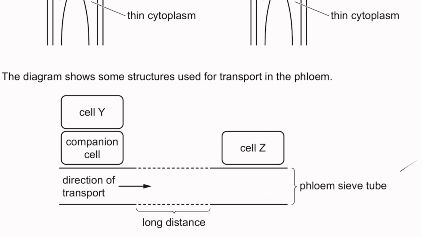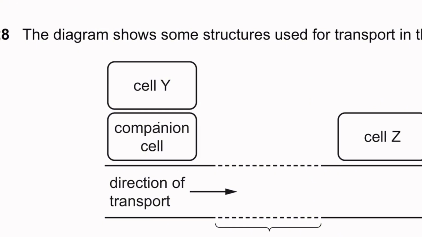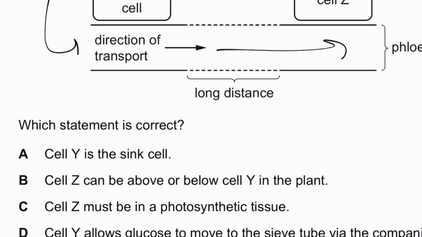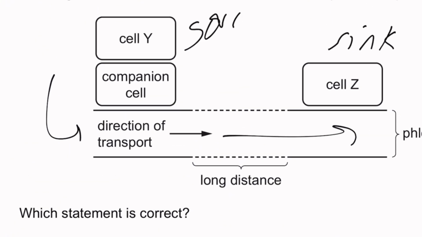The diagram shows some structures here used to transport the phloem contents. Cell Y, companion cell, direction of transport goes from here to there, and this is cell Z. So this will be the source, this will be the sink, and then it asks which statement is correct. Cell Y is the sink cell. Cell Y is the source because the direction of transport is this direction, so no.